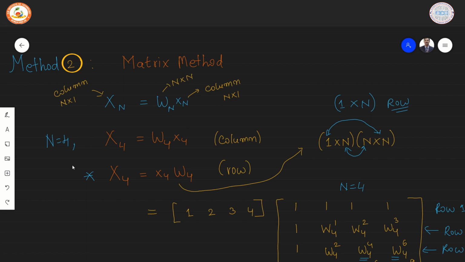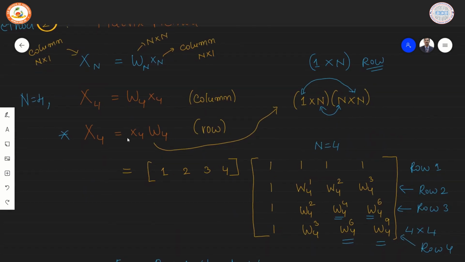So in this context, in our problem, we know the value of n is 4. So we can write the above as X of 4 is equal to W4 into x of 4. Suppose we go with the row notation, we remember that the positions of the small x and W should be exchanged to satisfy the rules of matrix multiplication. Therefore, x of 4 is written first, followed by W of 4. Let us follow this method while we are solving this particular numerical. So first comes the input vector. So x of 4 represented in the row form is the matrix 1, 2, 3, 4.